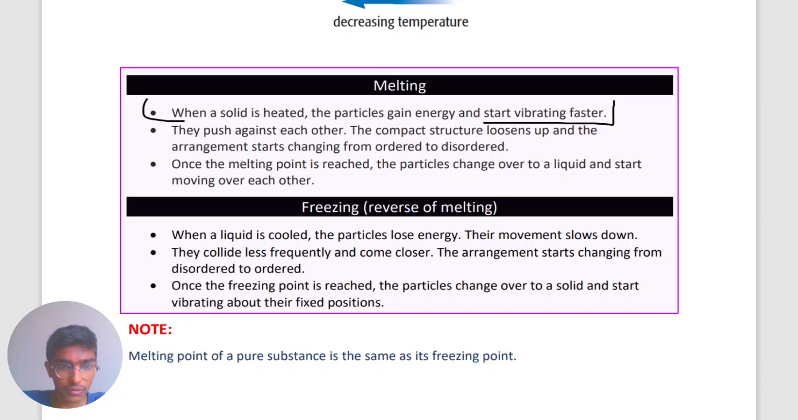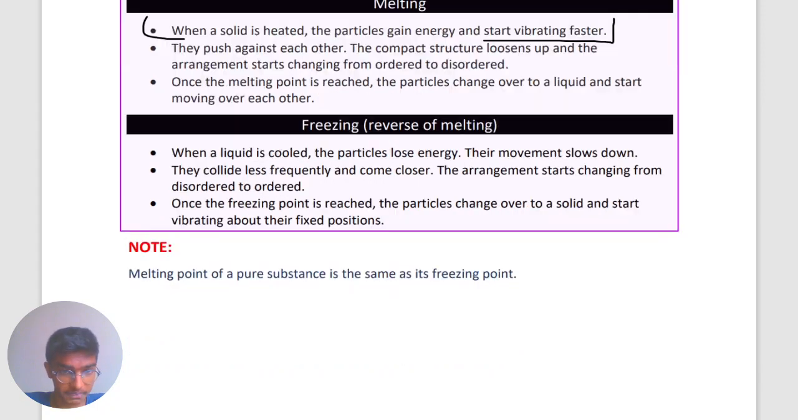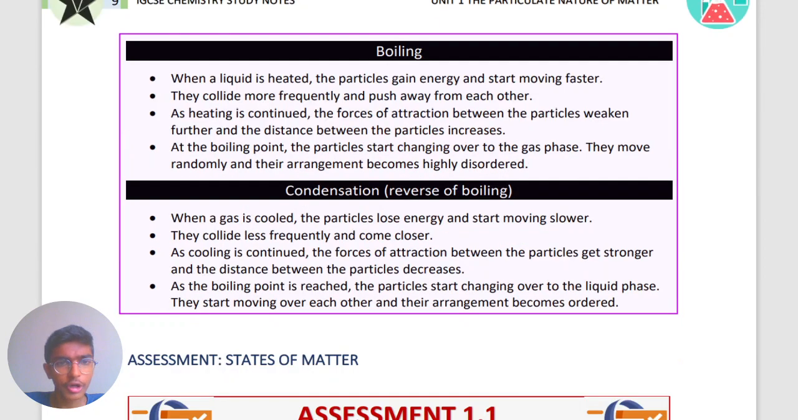And then it says, note, the melting point of a pure substance is the same thing as the freezing point. So melting point and freezing point are the same for a pure substance. Okay, we move on to the difference between boiling and condensation.